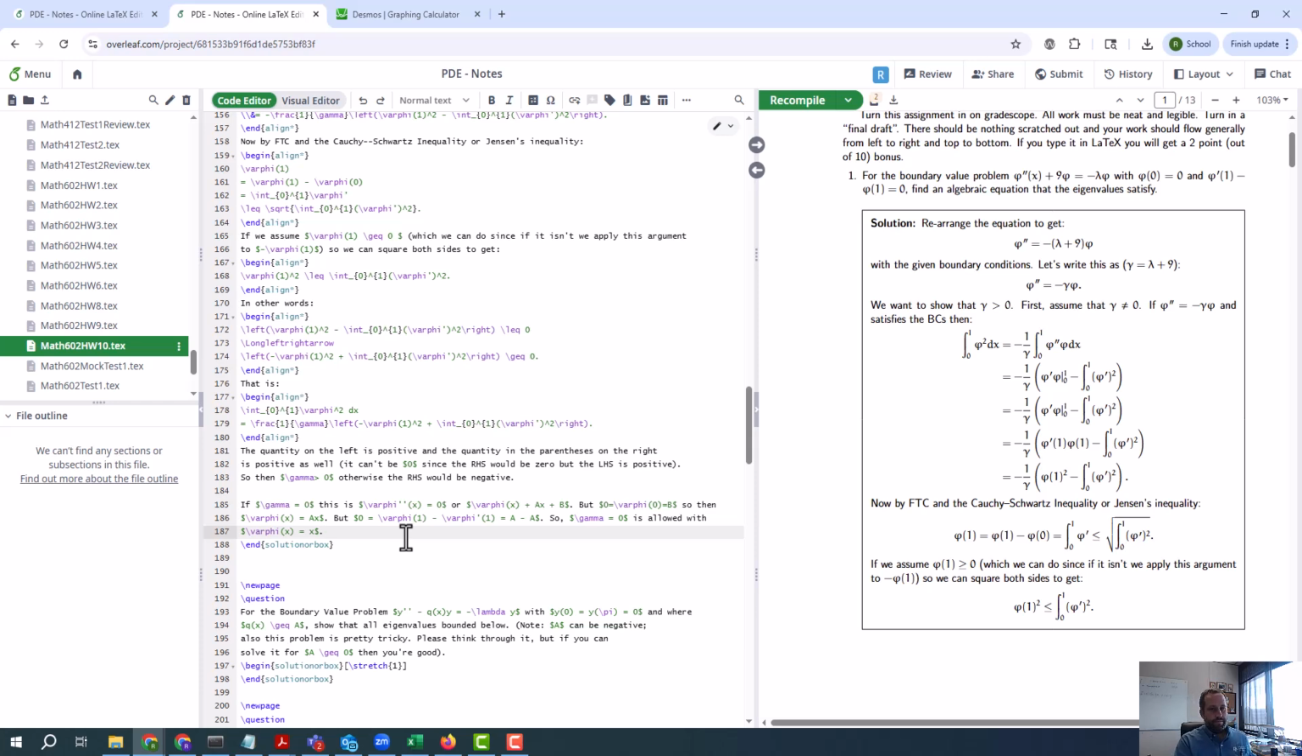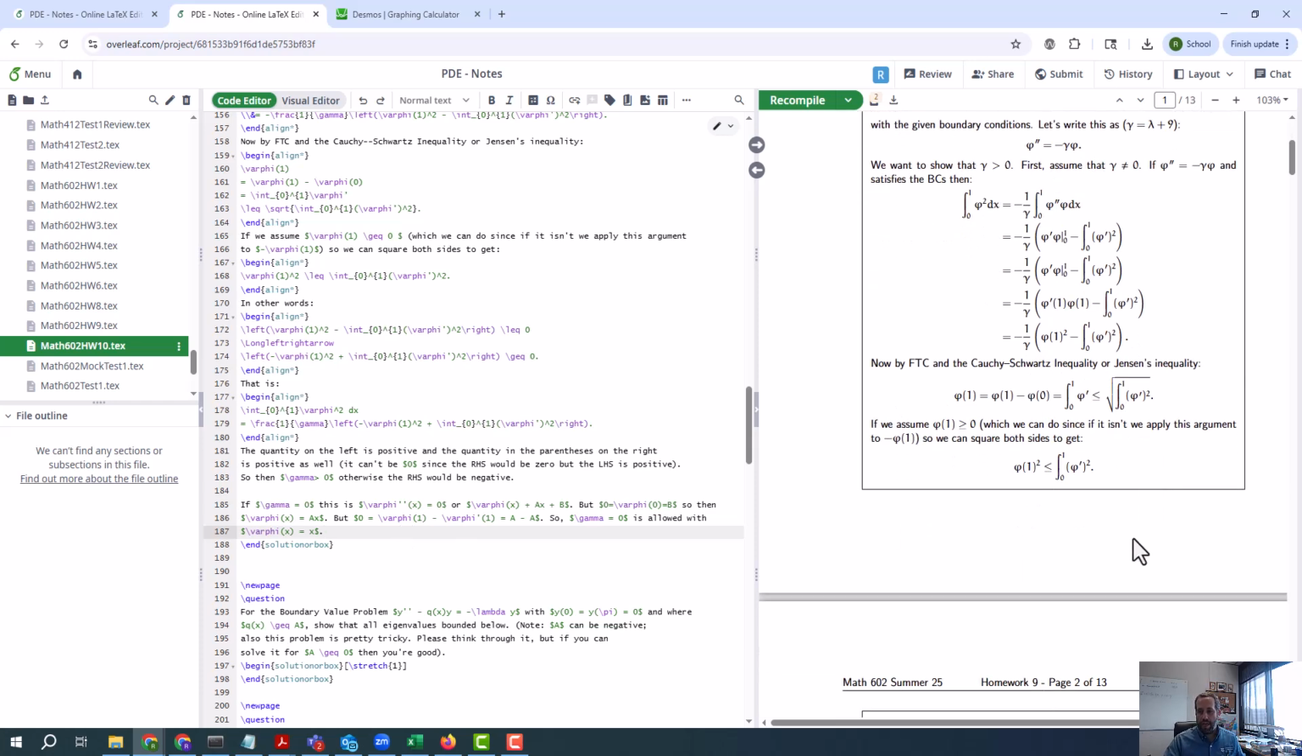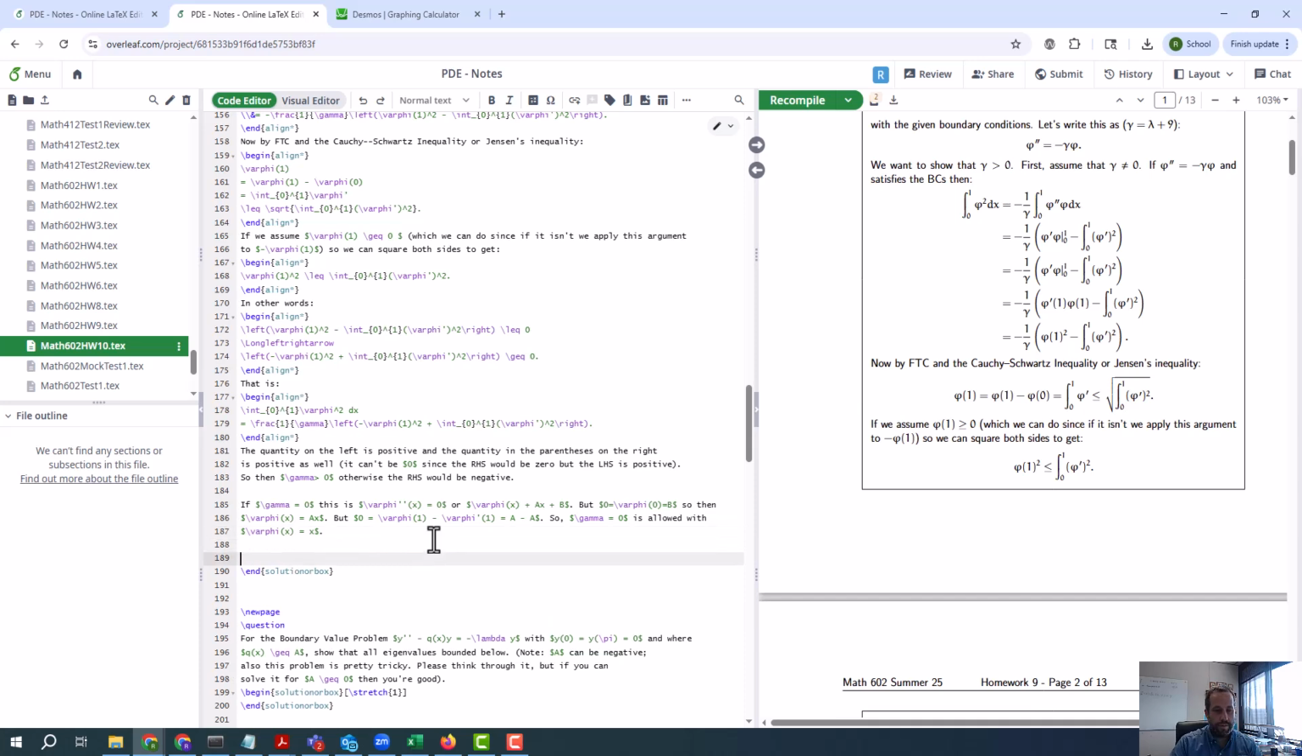Okay, so this is just for gamma. So now again, we've shown that gamma, which is equal to the square root of lambda plus 9, just equal to lambda plus 9, is greater than 0. Okay.